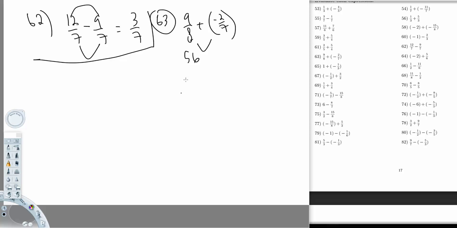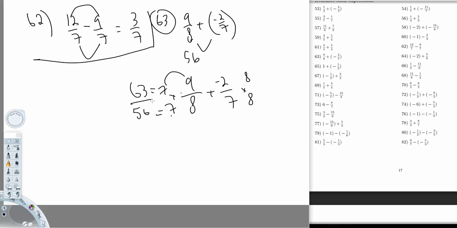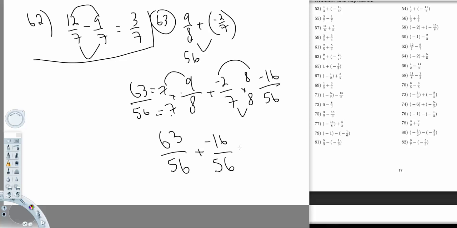So let's do this all neat. 9 over 8 plus negative 2 over 7. Multiply here by 7 and here by 8. 9 times 7, 63. 8 times 7, 56. All right. And here, 7 times 8, 56. Negative 2 times 8, negative 16. So what we have is 63 over 56 plus negative 16 over 56 equals.